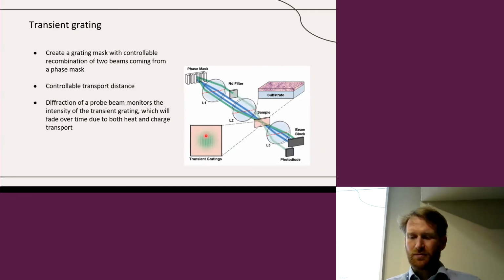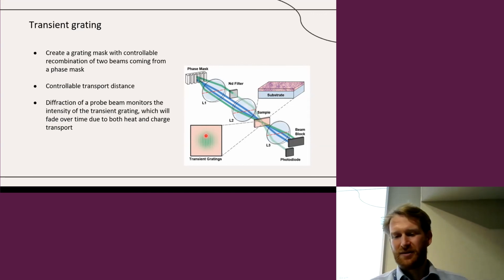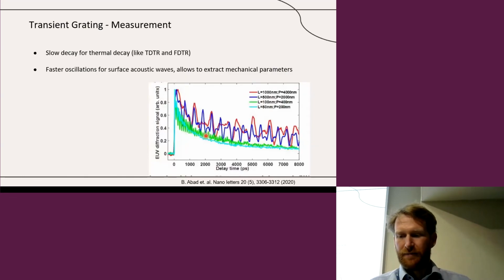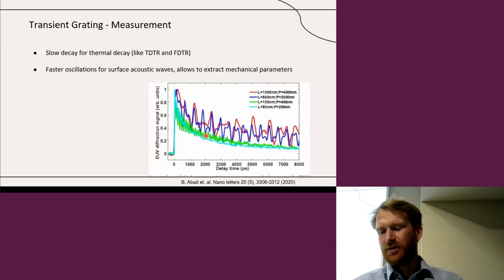And then exciting these lines will create a pressure wave into your system, which will change the relative distance between these lines even more, and that will change the diffraction. So a typical transient grating measurement will look something like this.